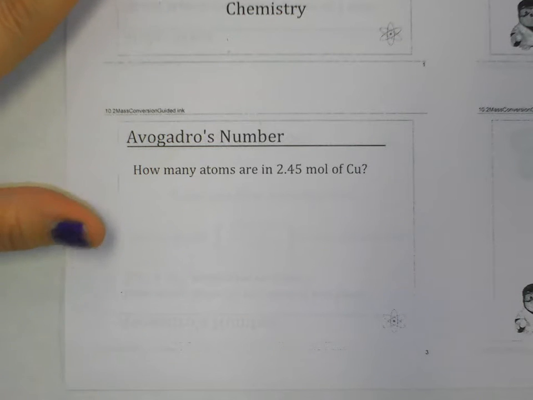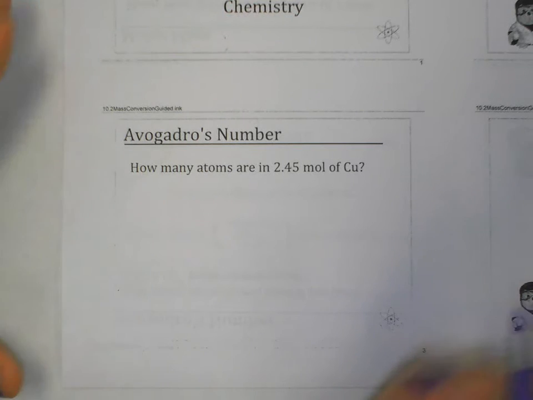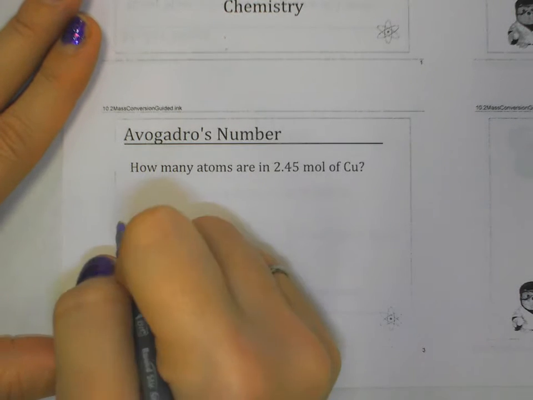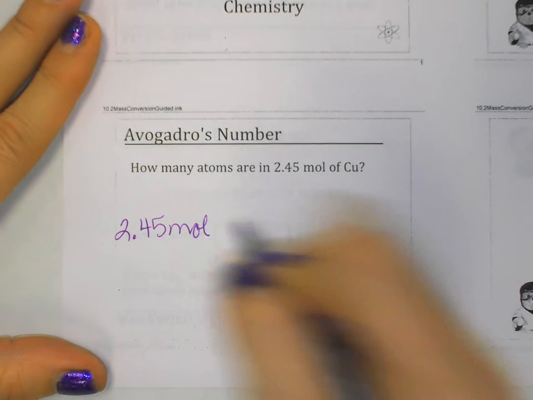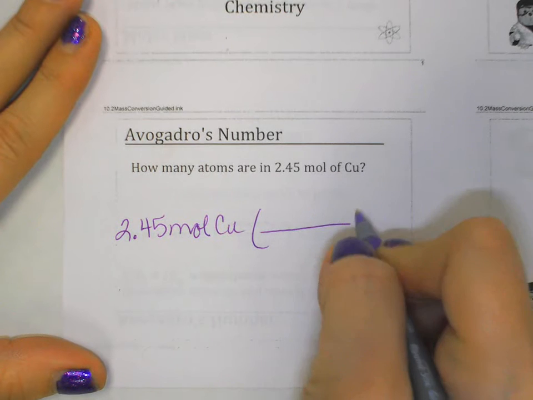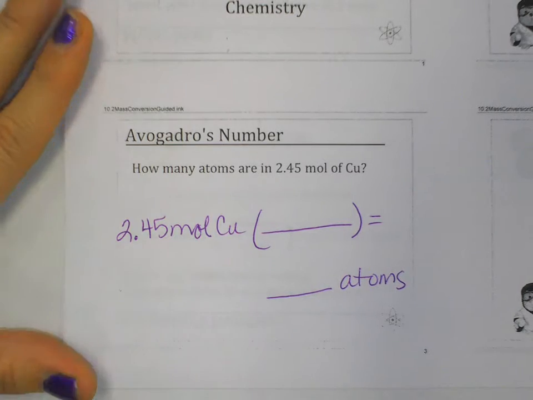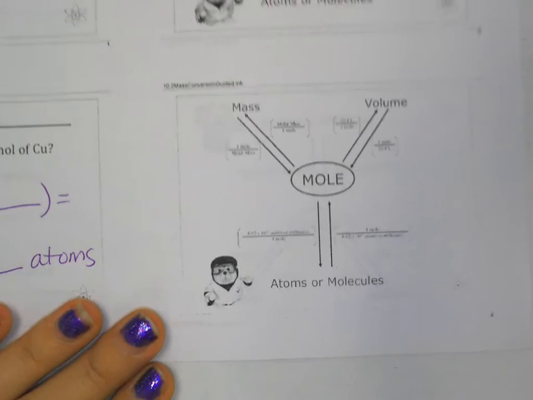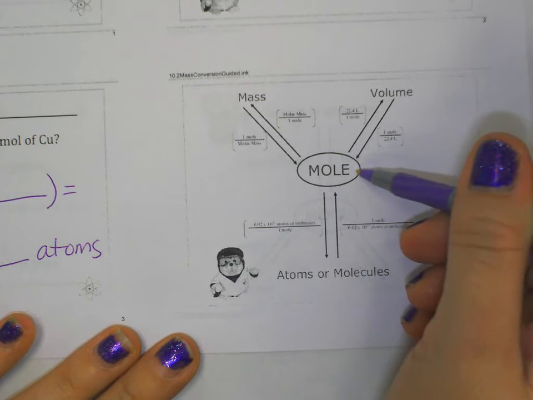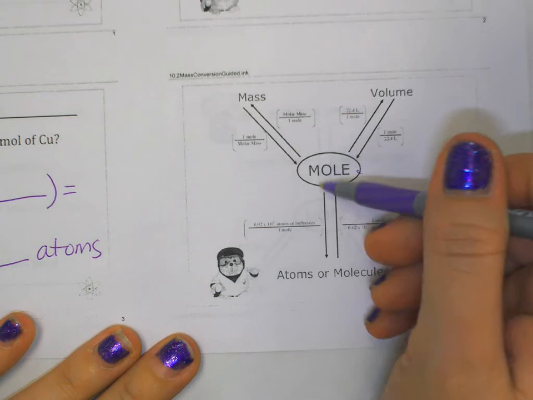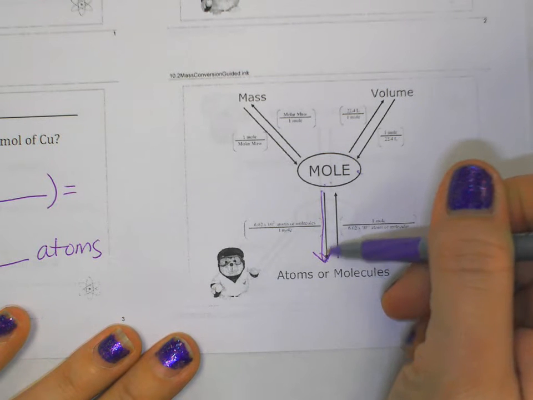So for the first example on here, it says how many atoms are in 2.45 mole of copper. You're going to do this the same way we've done any other conversion. You start with your known, which is 2.45 mole of copper, and you're going to convert it into atoms of copper. How we use the diagram is by simply starting with our known. Our known happens to be moles, and we're going to follow the arrow that takes us to atoms or molecules. That's this arrow right here.